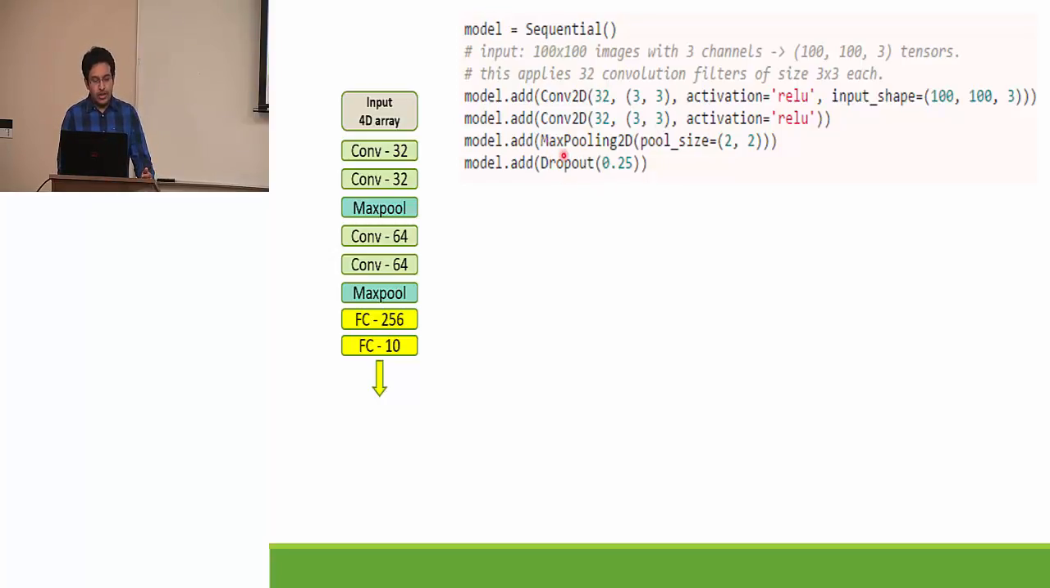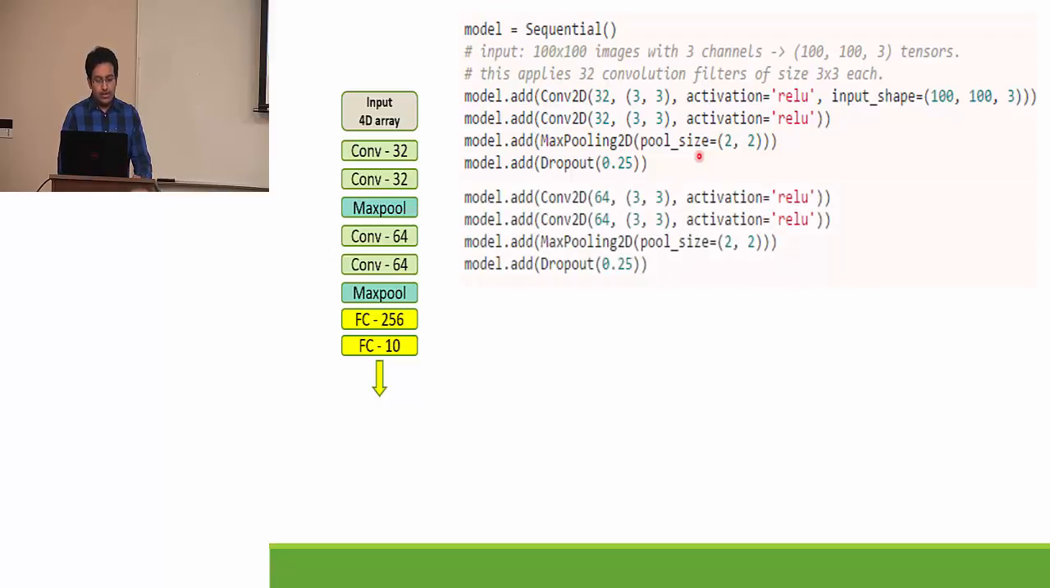And then we add one max pooling layer. MaxPooling2D is a 2D max pooling layer, and then we specify the pool size. I'll show you how max pooling works in a later slide. And then we have one dropout layer. After that, we stack 2 more convolution layers. This dropout is optional. It's just a regularization trick. Using dropout helps in a better learning process, and it avoids overfitting. But this is optional.